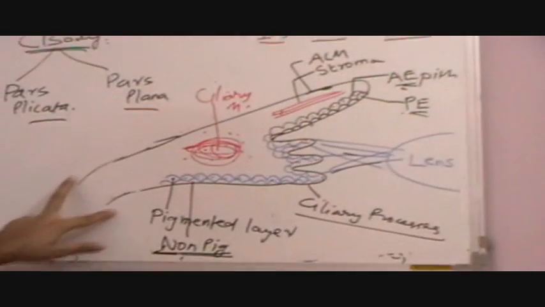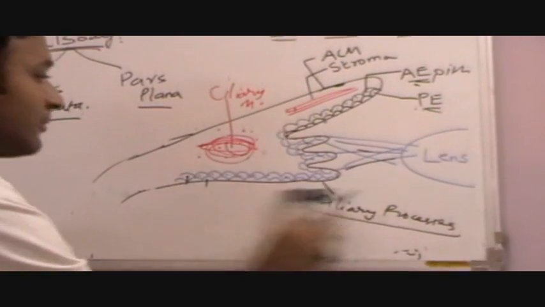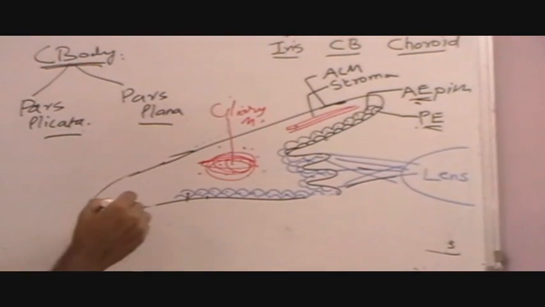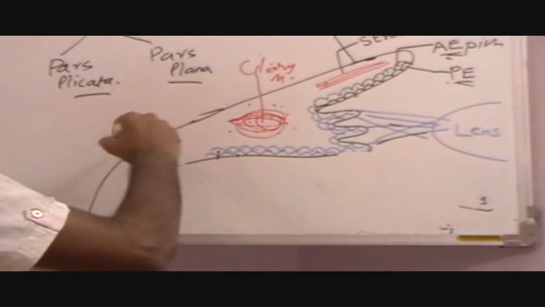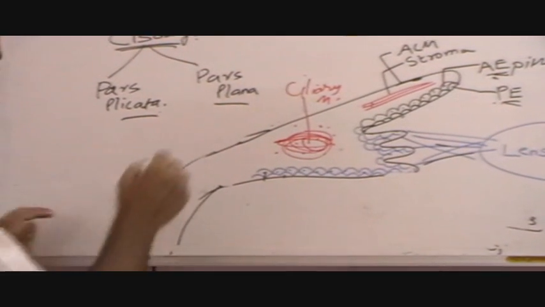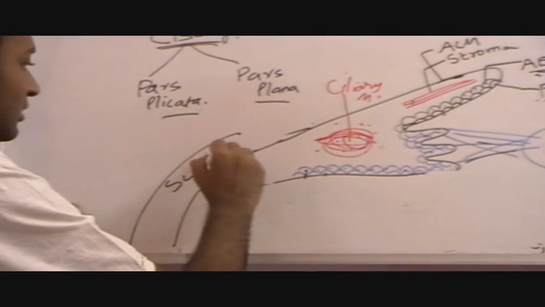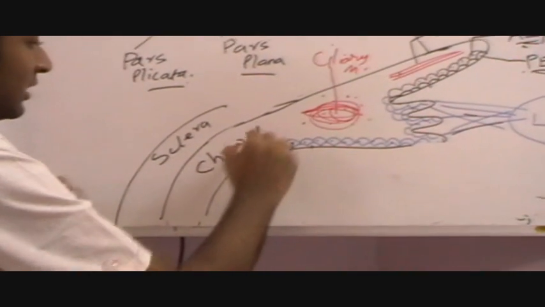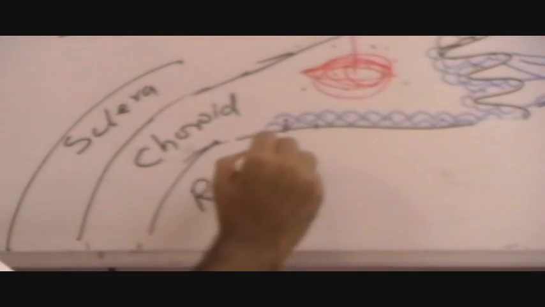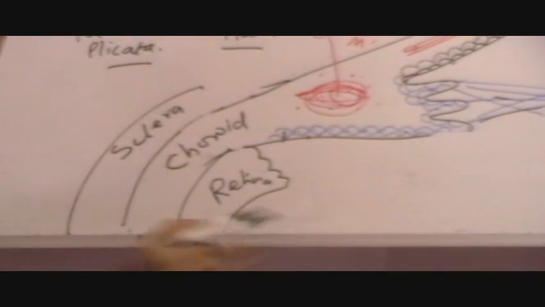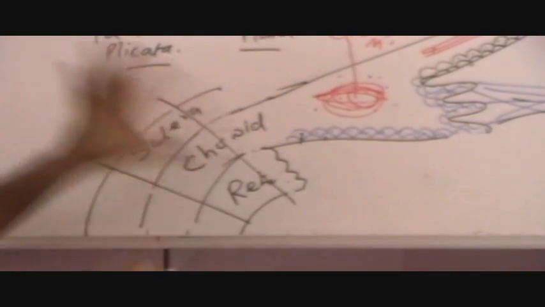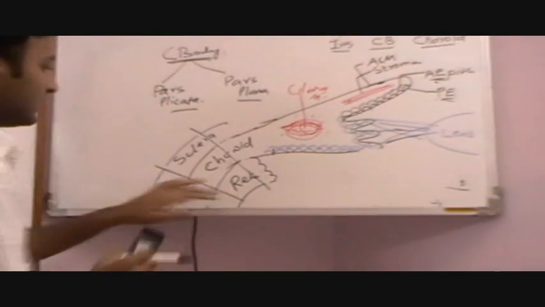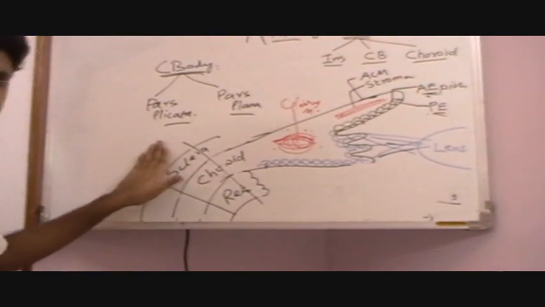Now, the anatomy of the choroid. Okay, now this is going to be the choroid. This part is the choroid. And what is the outer coat? That is the sclera. So here will be the sclera. Here will be the choroid. Inside will be the retina. Okay, retina ends at the ora serrata. So I'll take a cross section like this, and I will explain to you here, from inner to outer.